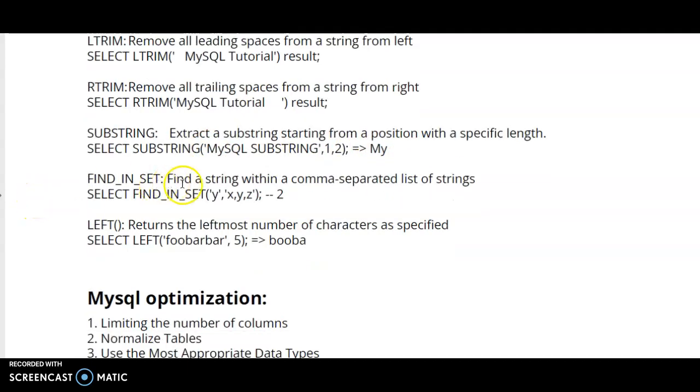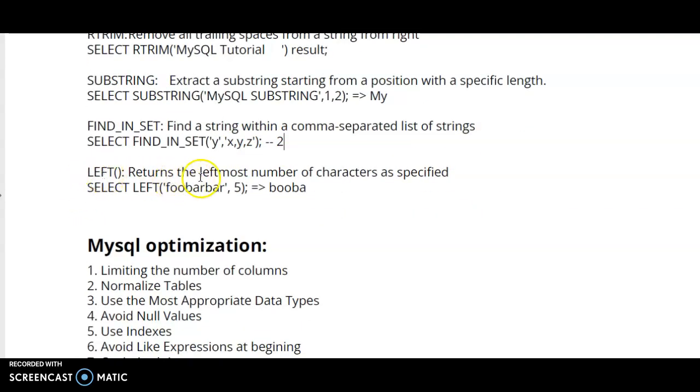FIND_IN_SET finds a string within a comma separated list of strings. SELECT FIND_IN_SET y, in x, y, z. That is, y is found in the second position, so 2 is the output. LEFT returns the leftmost number of characters as specified. SELECT LEFT foobar, comma 5. So on the left side, up to 5 characters will be printed. These are the foobar.